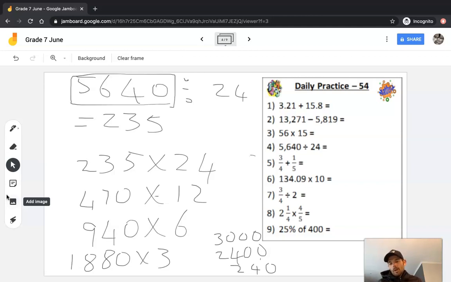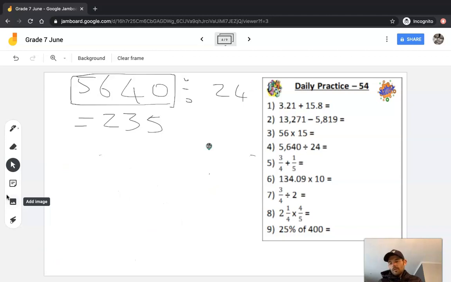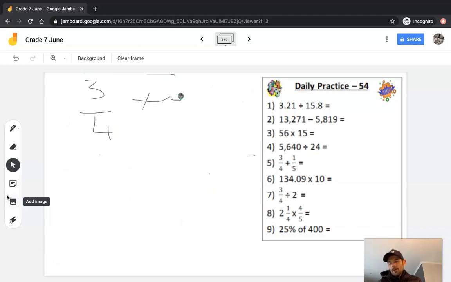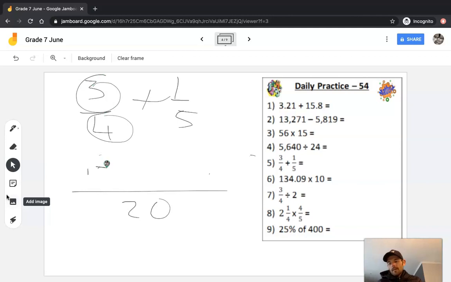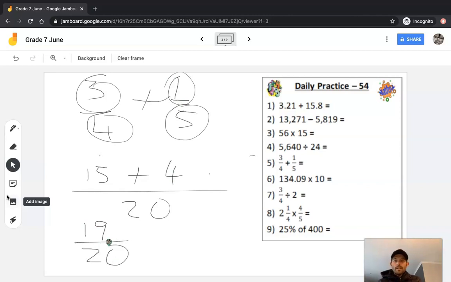Okay, so the next question is the addition of fractions. So we have 3/4 and a fifth. The first thing you should have noticed is that the denominators are very different. So I need the lowest common denominator of 4 and 5, which is 20. 4 goes into 20 five times. 5 times 3 is 15. 5 goes into 20 four times. 4 times 1 is 4. And that gives us 19 over 20.